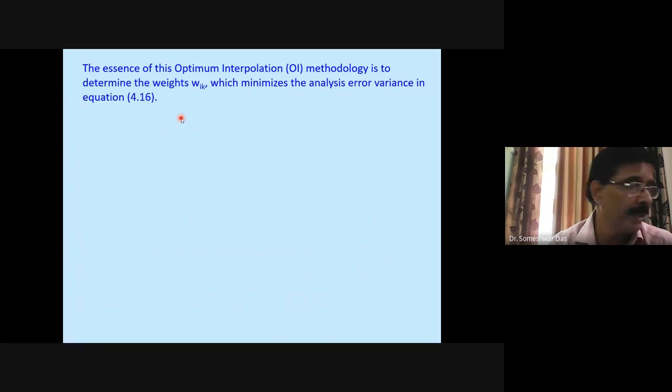Earlier also, in other objective analysis methods, we discussed that the way we compute the weightage for each observation is what is different between techniques, whether it is a successive correction method, or Cressman's analysis method, or Barnes method. It is the way the weights are calculated that is different. Here also it is the same thing: calculating the weights WIK by minimizing the analysis error variance in that equation.